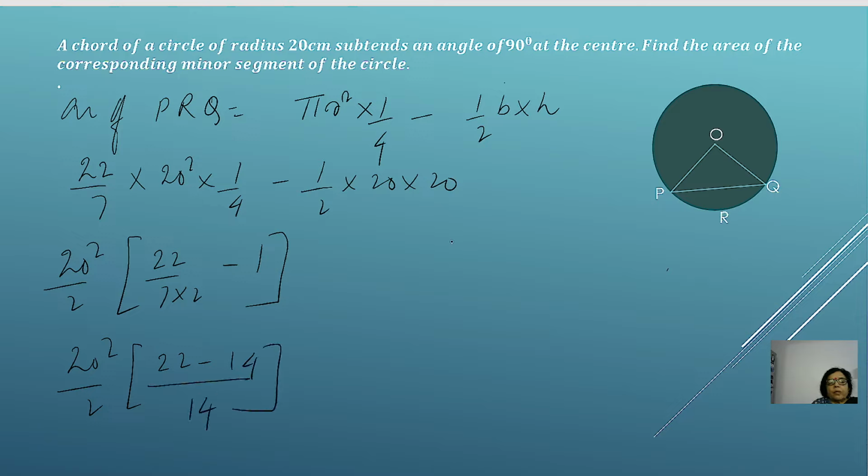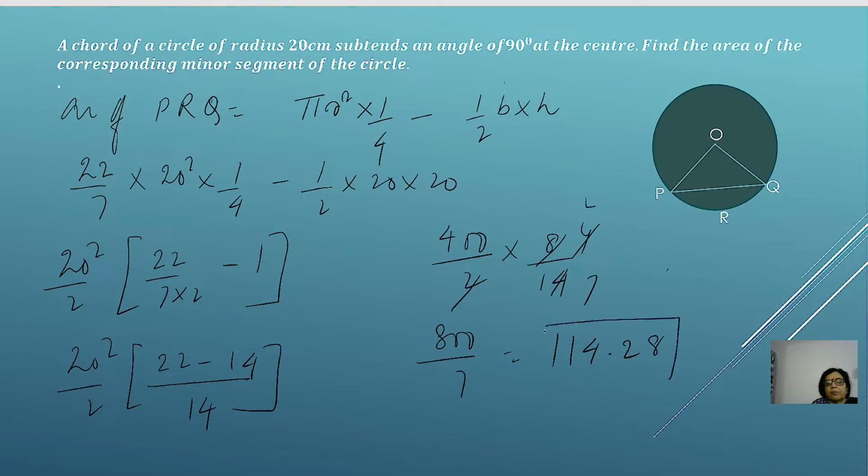So this is equal to 400 by 2 into 8 by 14. So 2 fours 8, 2 twos 2 7. So we are left over here with 800 by 7. So this is equal to 717, 3 7 fours 28, 2 7 twos 14, 7 8 56, and you can continue. Only two places is required. So square centimeter. This is the area of this segment over here.